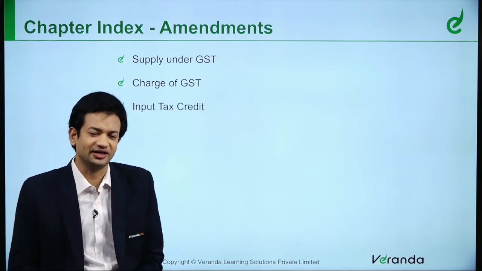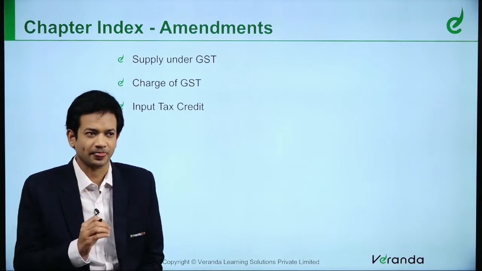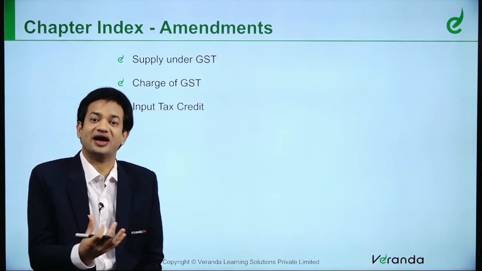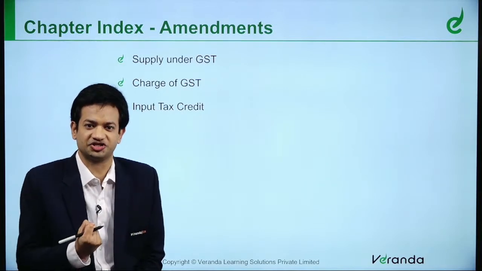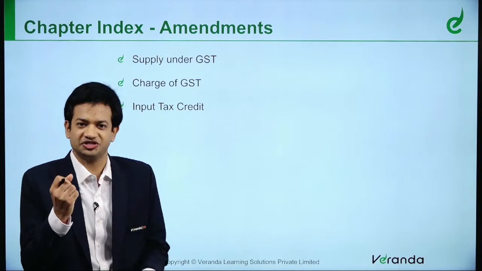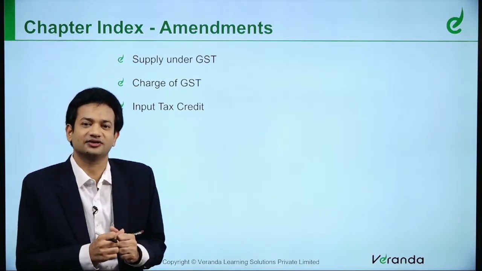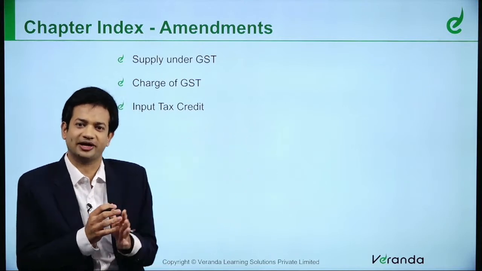Next, input tax credit. We have certain important amendments here, majorly three amendments. One is Rule 36(4), where we avail input tax credit in our GSTR-3B returns. So when I file my GST returns, I claim credit. There's an amendment: the percentage is reduced from 10% to 5%.